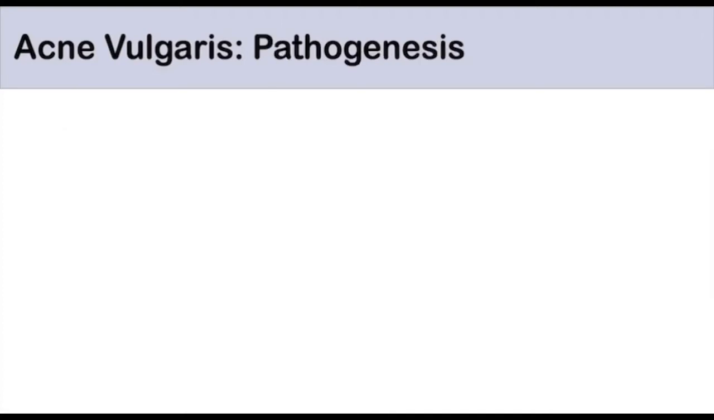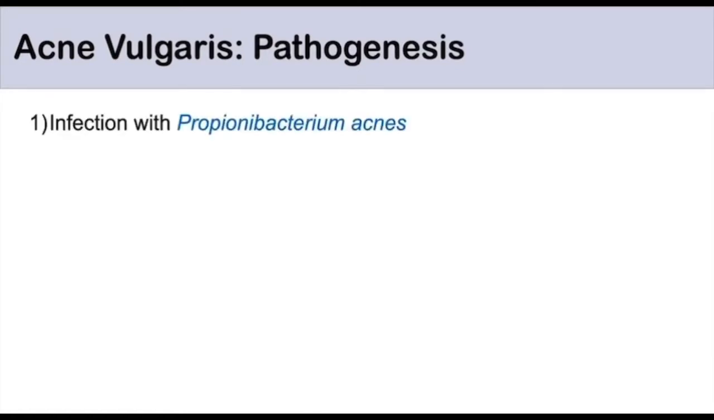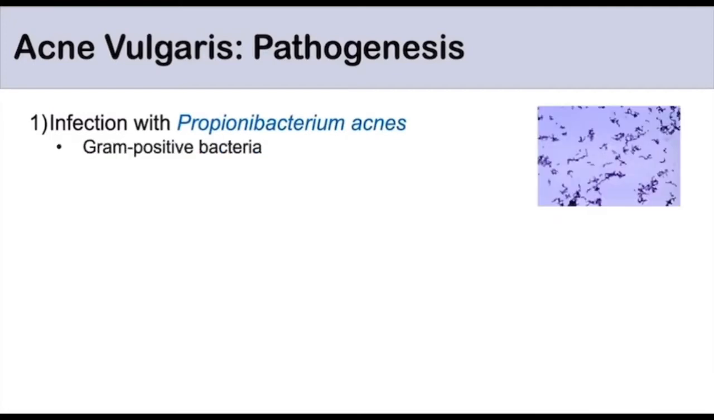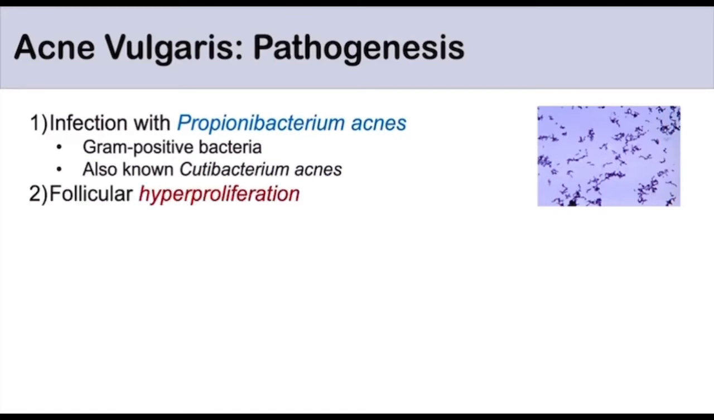So what is the pathogenesis of acne? There are actually 4 key components of the pathogenesis of acne. The first one is infection with a bacteria known as Propionibacterium acnes. It is a gram-positive bacteria. It's also known as Cutibacterium acnes. The second part of the pathogenesis is follicular hyperproliferation. So essentially a lot of skin cells being formed and produced.